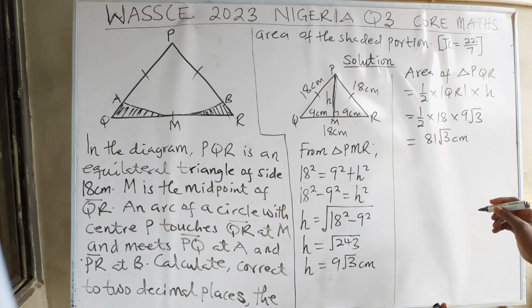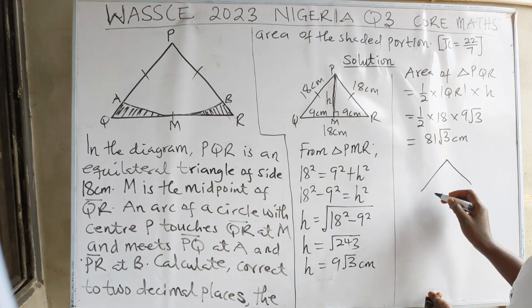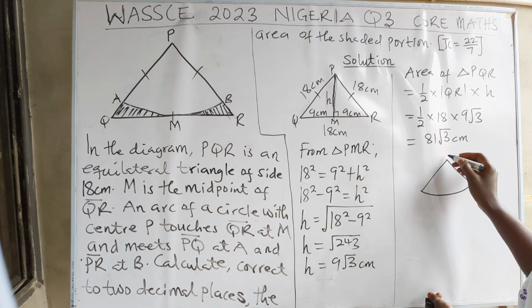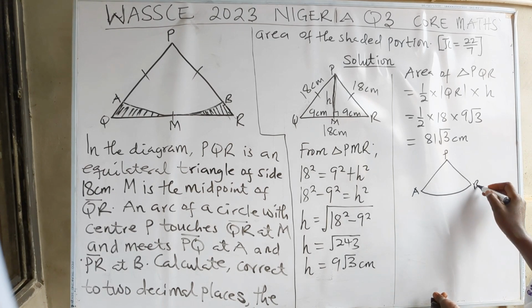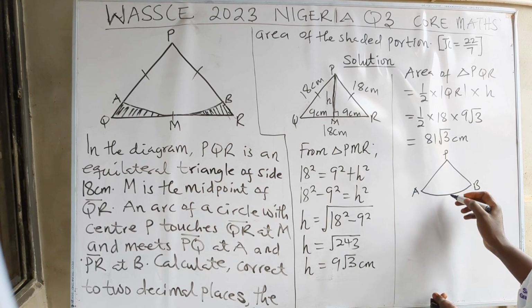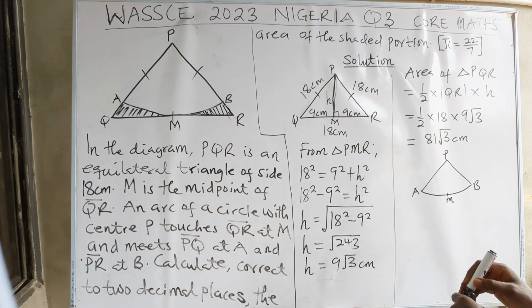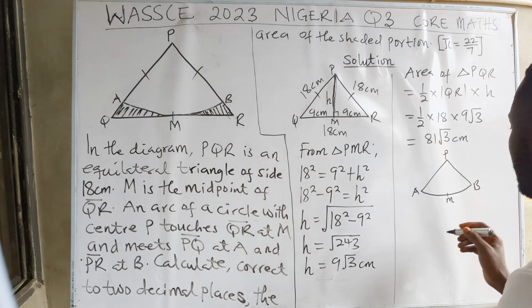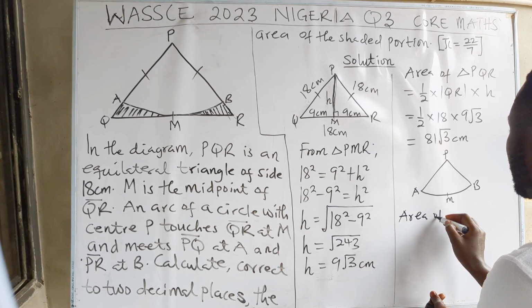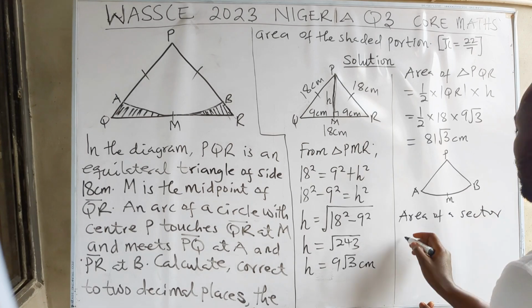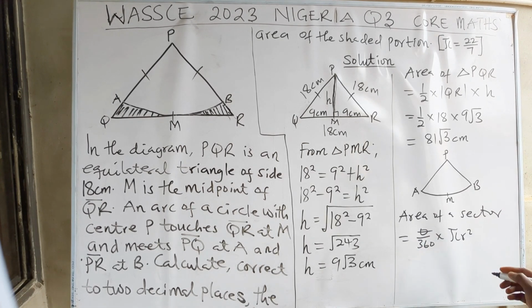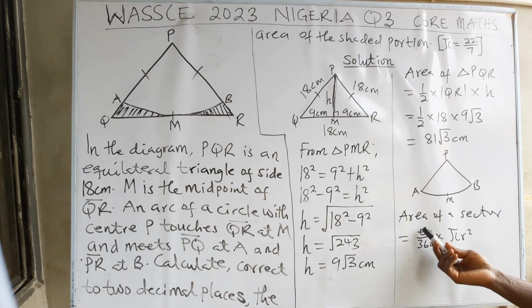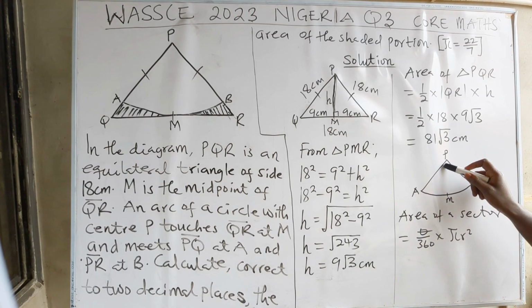So we know that this is our sector. P, A, B. Okay. And then we have here as our M. So this is our sector. So what is area of a sector? We know the area of a sector is theta on 360 times pi r squared, where theta is the angle at what?